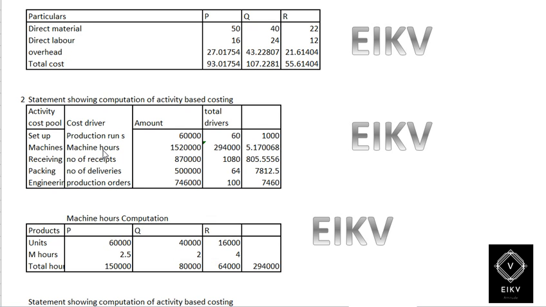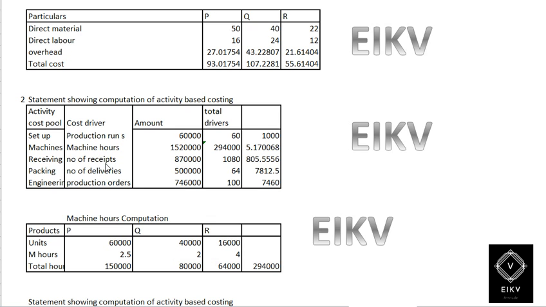After that we have machine cost. The cost driver of machine cost is machine hour. The cost amounts to 15,20,000 and the machine hour is 2,94,000. When we divide 15,20,000 by 2,94,000, we will get the per unit cost of the driver, which is 5.17.